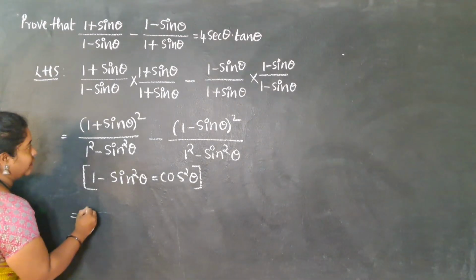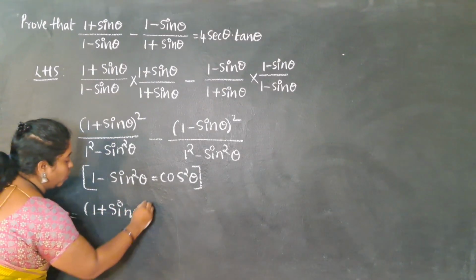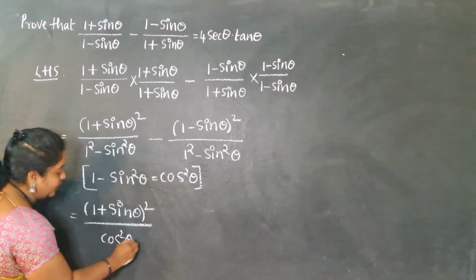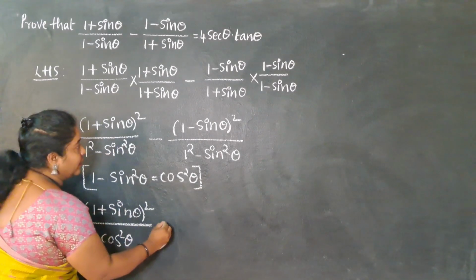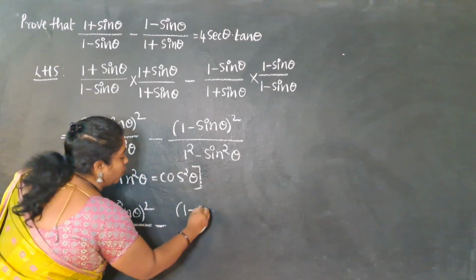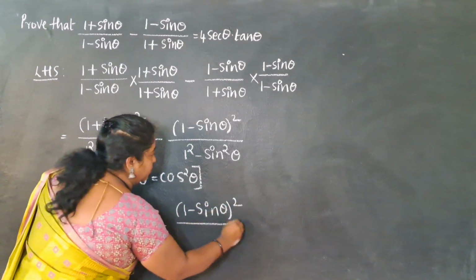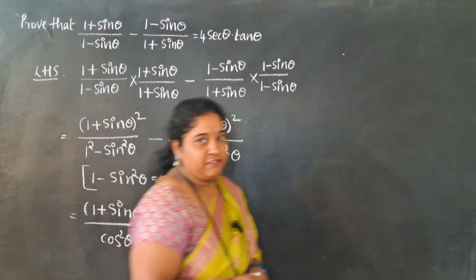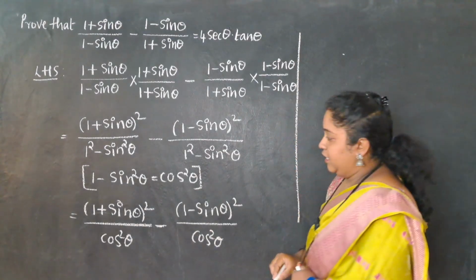Okay. So now see here. 1 plus sine theta the whole square divided by cos square theta, instead of 1 minus sine square I am writing cos square theta, minus 1 minus sine theta the whole square divided by cos square theta. Yes or no? This is the simplification part that we have. Now dear, we'll simplify it a little more.